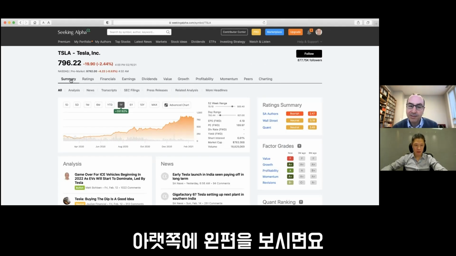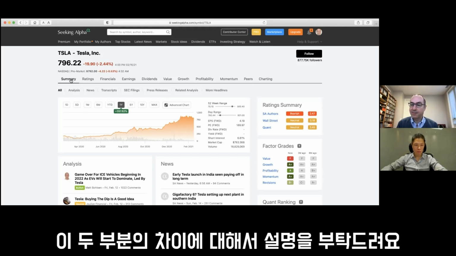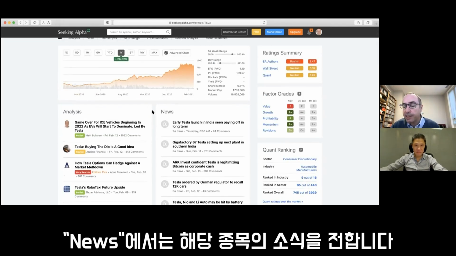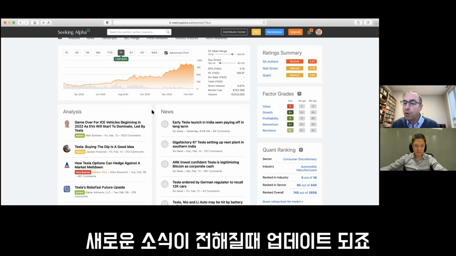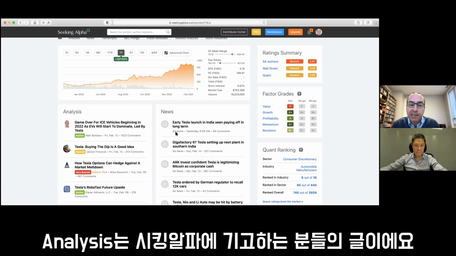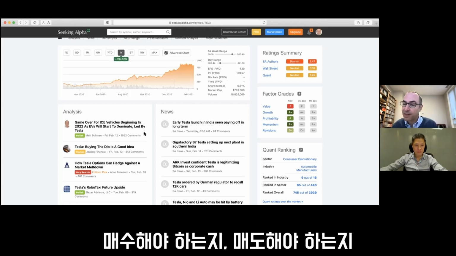On the bottom left-hand side, we have an analysis versus a news. What would be the difference between these two sections? News is news on the stock. So when the company announces earnings results, or when there's news about how the company is doing, and we have a whole team of news editors. Analysis is articles by Seeking Alpha contributors about what they think about the stock. Is the stock a buy or is it a sell?